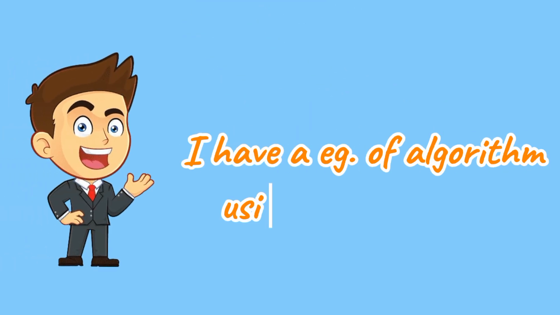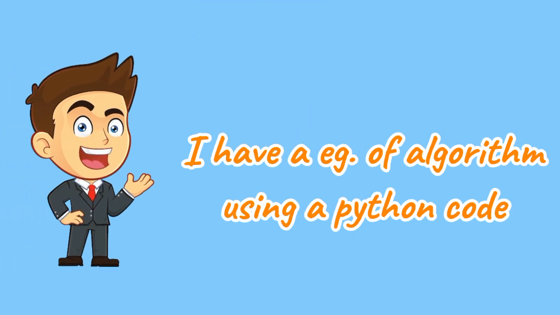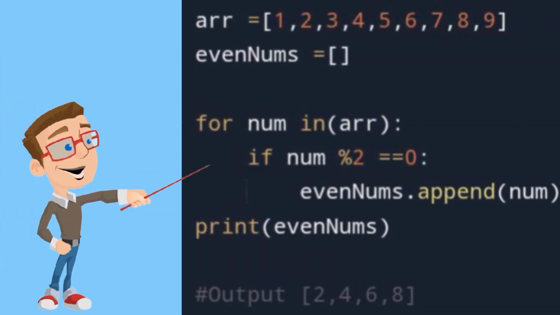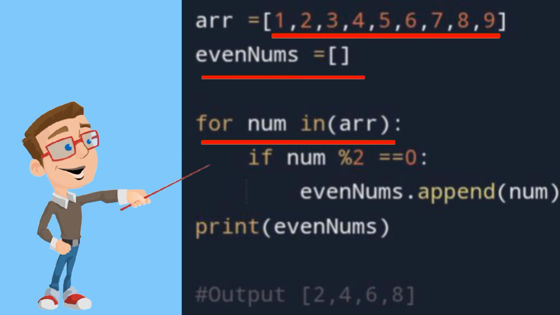I have an example of algorithm using a Python code. I have a list of an array with the 9 elements. The variable even_nums equals the empty list, for loop with a variable of num in array. Ibig sabihin, ang value ni array ay ipapasa natin kay num.